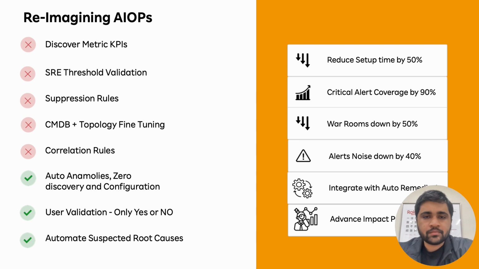With this, we expect to reduce application setup time by about 50%, and increase critical alert coverage by 90%. We expect war room scenarios to at least go down by 50%, although we do anticipate more, and alert noise to go down by 40%. So you can say goodbye to all of those alert storms. We also might integrate with auto remedy as well, and any advanced impact prediction is also a part of how we imagine AI ops to be.